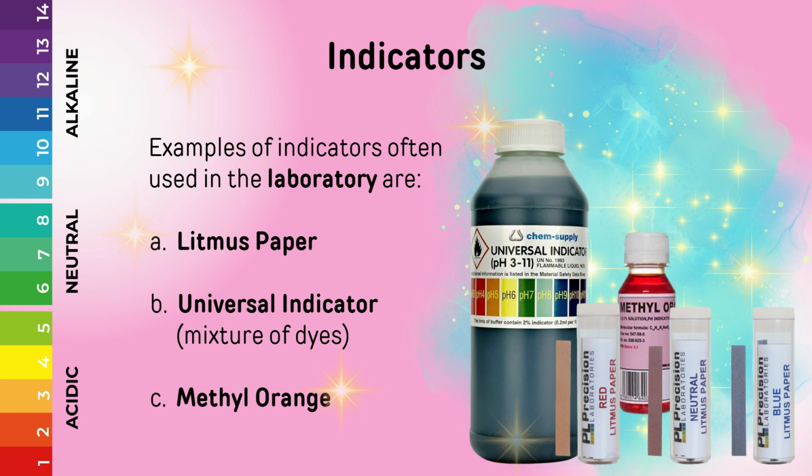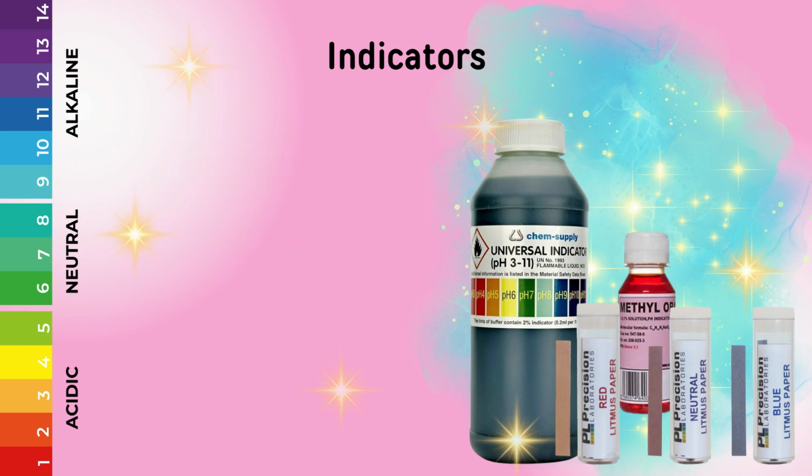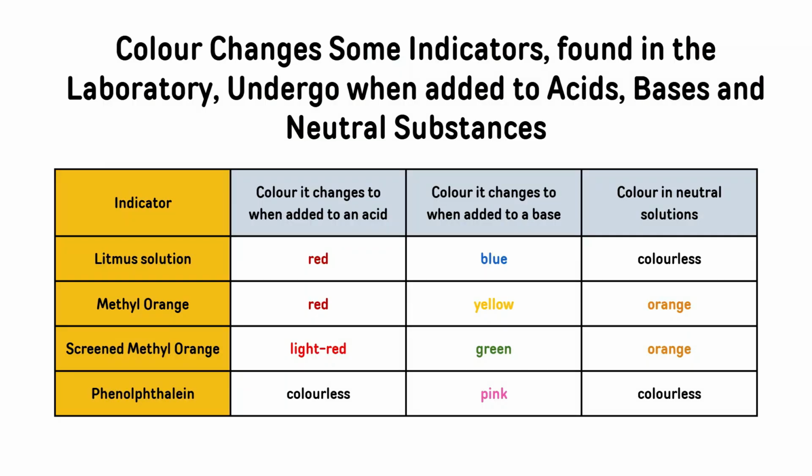On the other hand, examples of indicators often used in the laboratory are litmus paper, universal indicator, which is a mixture of dyes, and methyl orange. These laboratory indicators change color when acids are added to them and bases are added to them. For instance, litmus solution turns red whenever it's added to an acid and blue when it's in a basic solution. It stays colorless in neutral solutions.